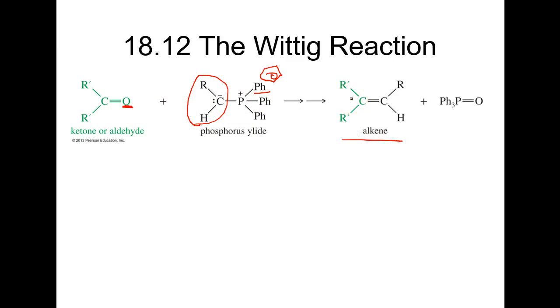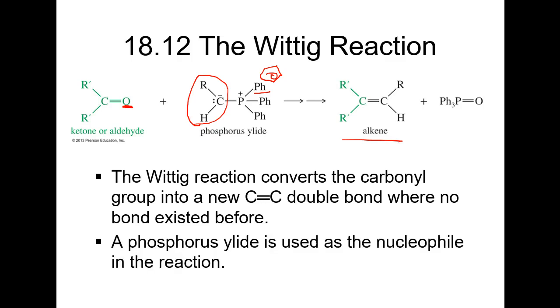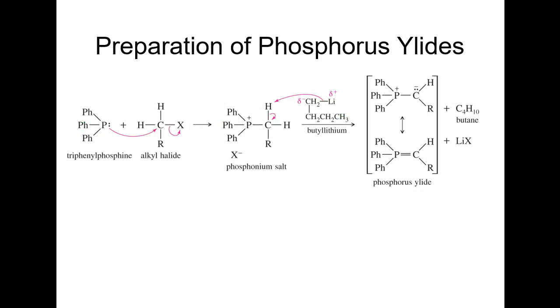So you're forming an alkene in this reaction. It's kind of a really neat reaction. So it converts a carbonyl to a double bond, and the phosphorus ylid is the nucleophile. Okay, so let's first talk about how you prepare the phosphorus ylid. Triphenylphosphine, okay, remember this is a phosphorus with 3 aromatic rings around it. It's a pretty big group.